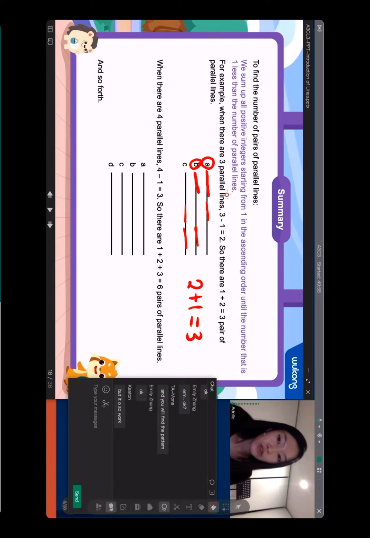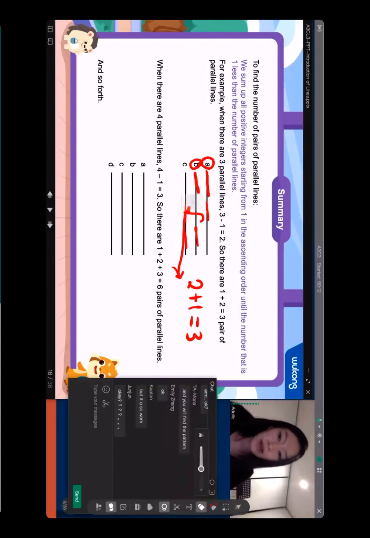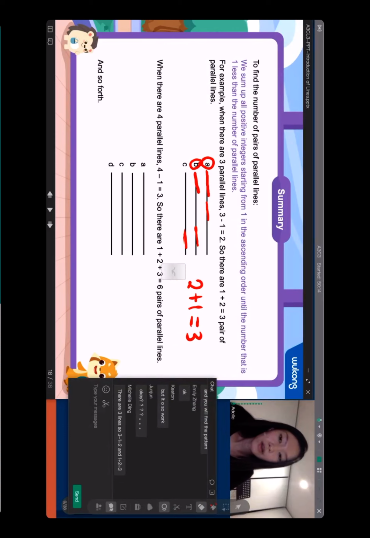So you see why we do the ascending order is that we're always gonna start with 1. But what's the biggest number that we're gonna add is gonna depend on the number that we're gonna find here, which is 1 less than the number of parallel lines. Because you see, if we start from A, even though there's 3 lines, we can only form 2 pairs. That's why we're gonna subtract 1 from there. Does that make more sense to why we use that calculation method?